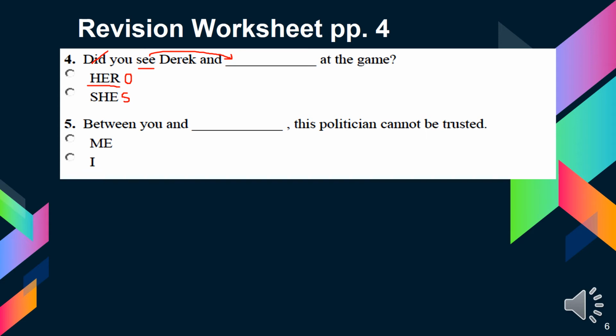Number 5. Between you and I or me, this politician cannot be trusted. So, how come? Where is the verb here? It's here, cannot be.